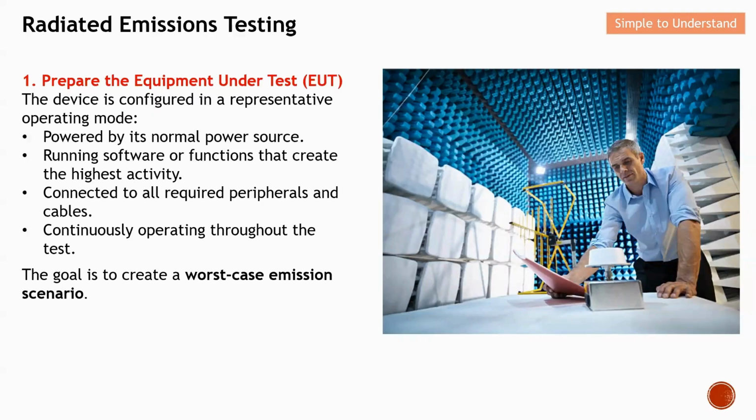Next part of this video, I'm going to explain the test procedure for radiated emission testing. In short, there are 9 steps for me to explain. Firstly, prepare the DUT, or EUT, equipment under test. Basically, the device is configured in a representative operating mode.